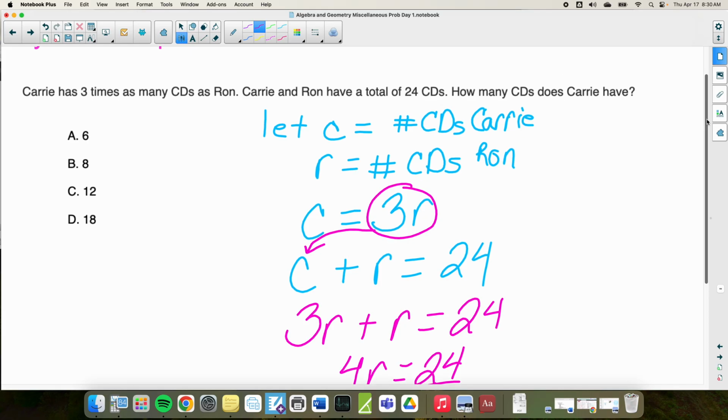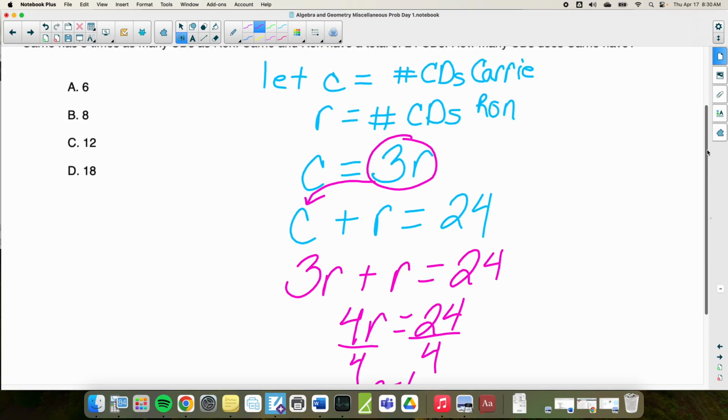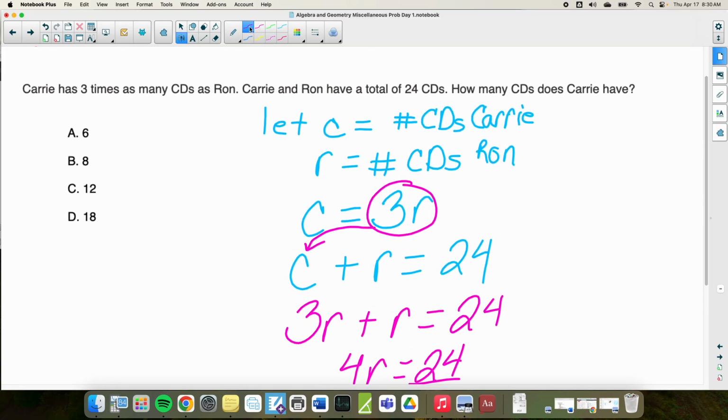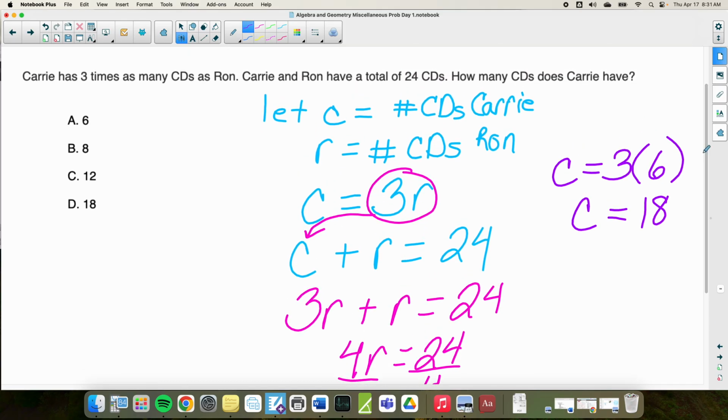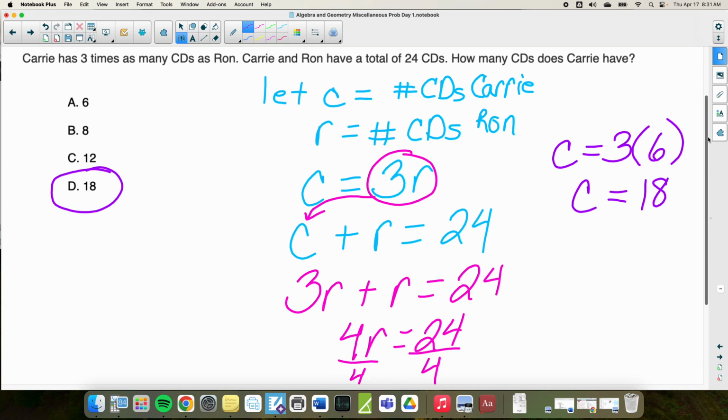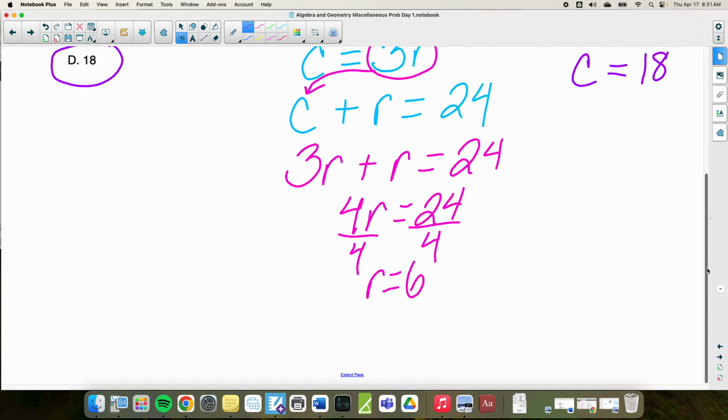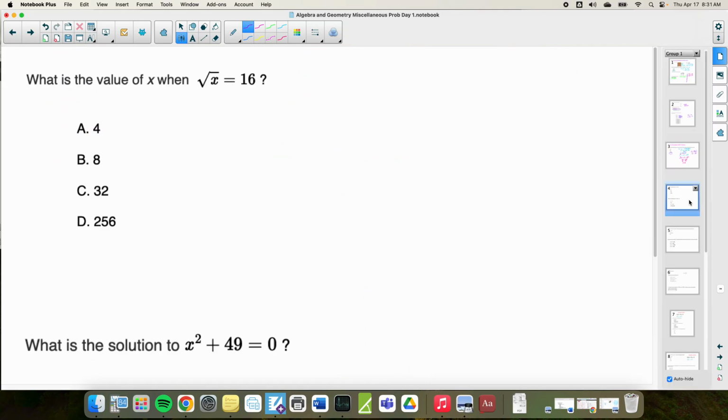They are asking us how many CDs does Carrie have? So if Ron has 6, this you probably would just do in your head, but Carrie would have 3 times as many as Ron, so Carrie would have 18. Now, if you just kind of thought about that as you go through, you could have done that with trial and error too. Like if you didn't know to write the equations, you could have figured it out too. All right, so now let's go here.